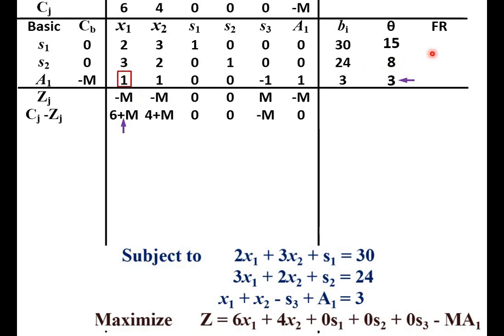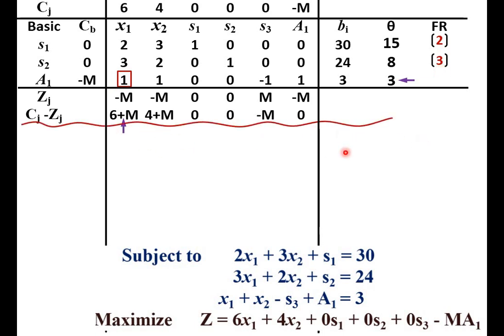Now find out the fraction ratio, and that fraction ratio is only for the rows other than the key row. If I want to write the fraction ratio over here, then pick up the value from the corresponding column, that is 2 divided by the key element. If I want to write the fraction ratio over here, then pick up the element corresponding to the key column, that is 3 divided by the key element. So this is your iteration 1.